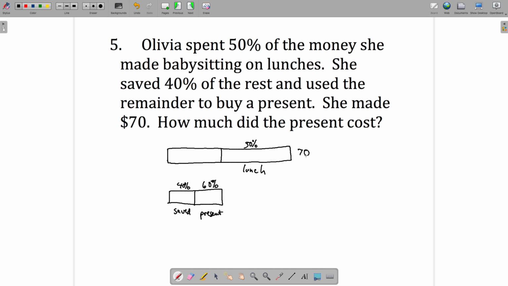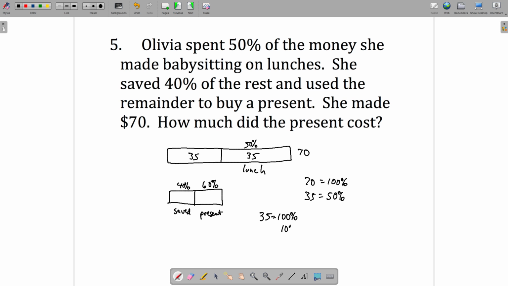Okay. Well, $70 is the whole thing. 50% then would be equal to 35. So I know it's $35 for lunch and $35 that is equal to this remainder, or the rest. She saved 40% and she spent 60% on the present. We want to know how much the present costs. So now 35 is our new 100%.